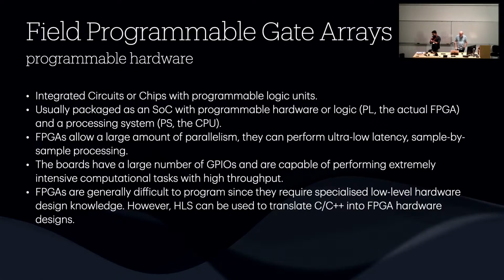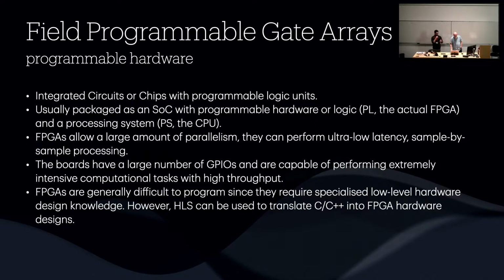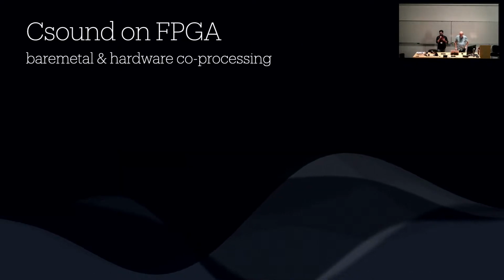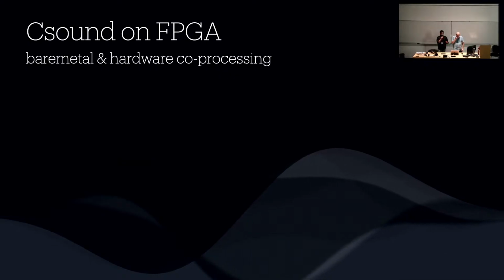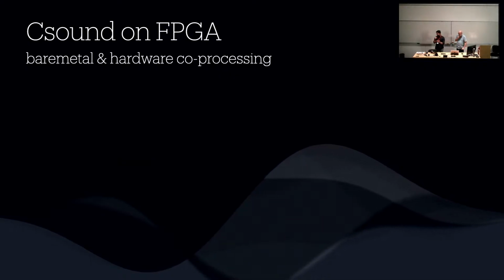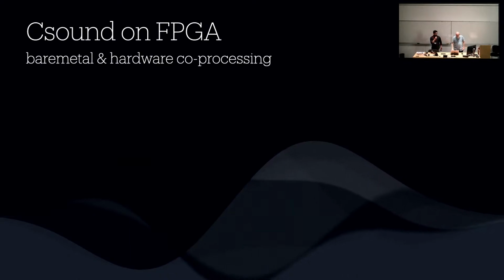But there are HLS tools, which is high-level synthesis tools, where you can convert C++ specifications into FPGA hardware. But that also has a steep learning curve. So managing to get Csound on FPGA makes it even more accessible in a way.